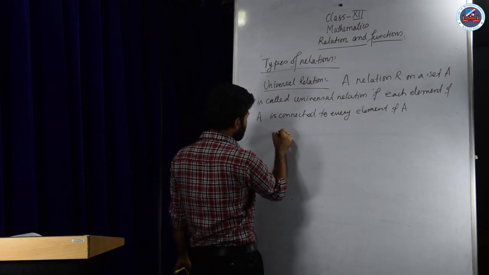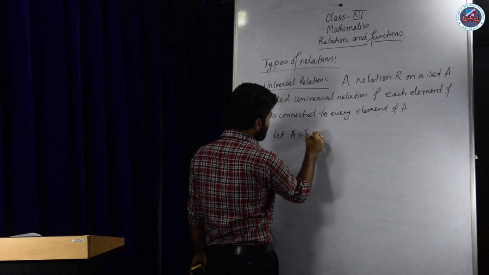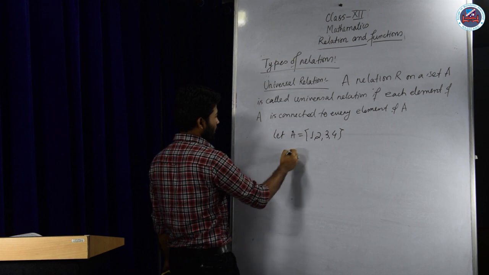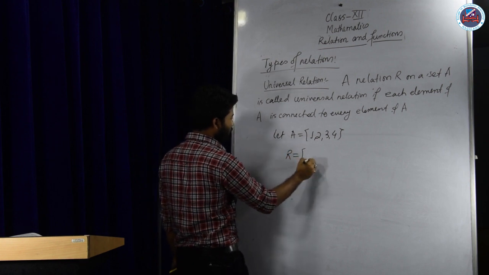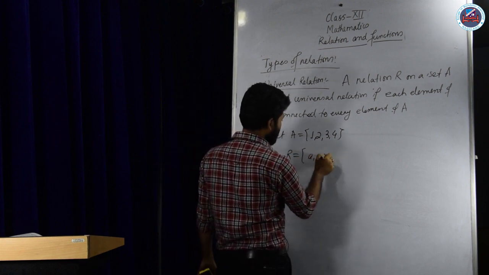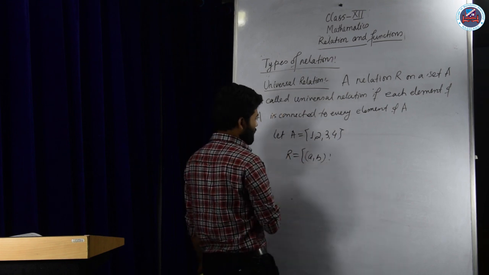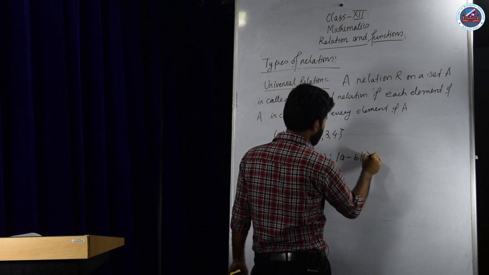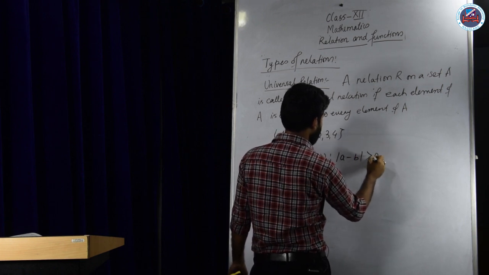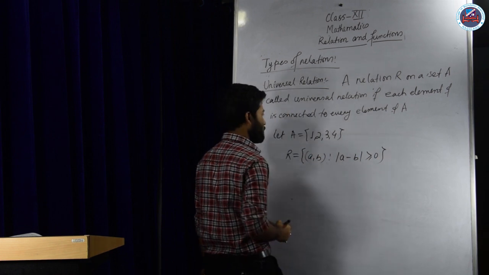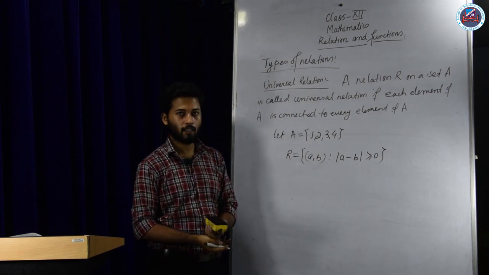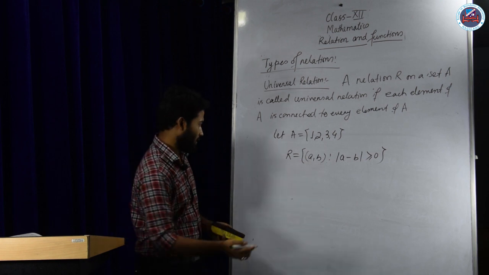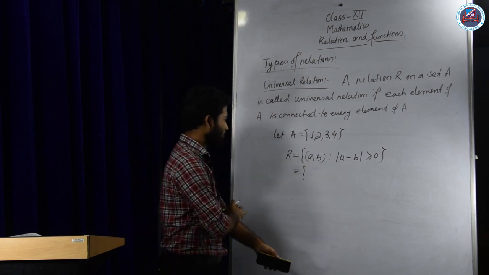Let A equal {1, 2, 3, 4}. And let us define a relation R such that (a,b) such that mod of a minus b is greater than or equal to 0. So can you see that this is a universal relation? Okay. Let us find the elements.